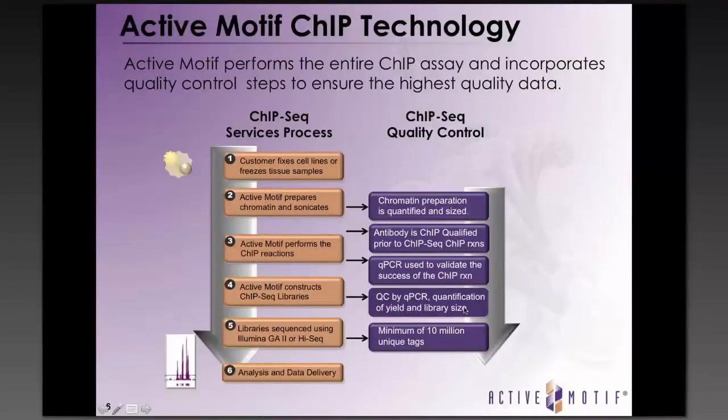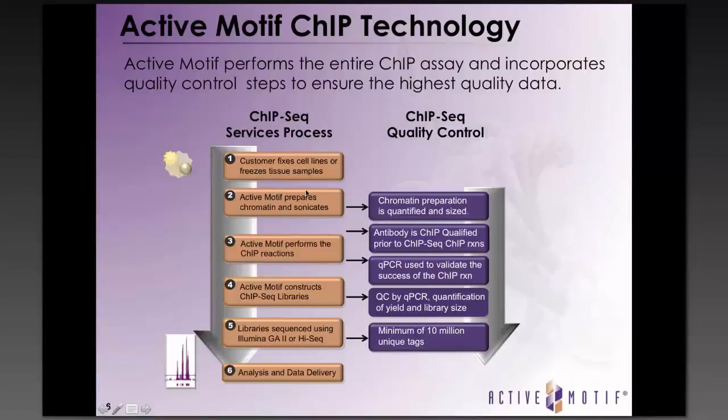However, over the last 10 years, we've developed our protocols to give optimal signal, but probably more importantly, minimal background. Additionally, we've added a number of quality control steps. So our goal is by the time we get to sequencing, we want to have complete confidence that we're going to get a good ChIP-Seq data set. So customers typically send us fixed cells or frozen tissues.